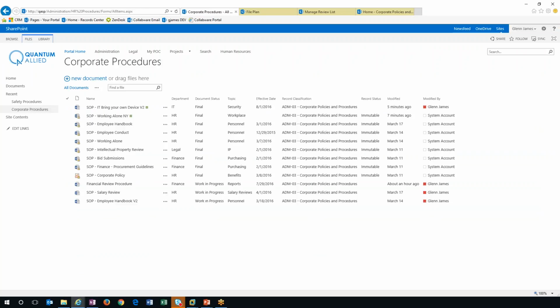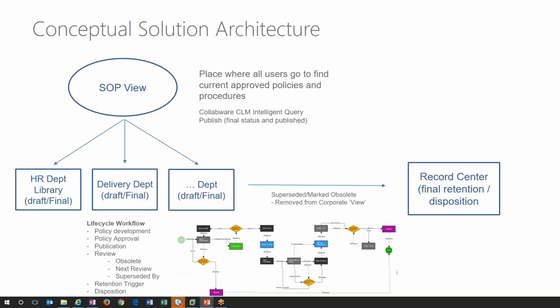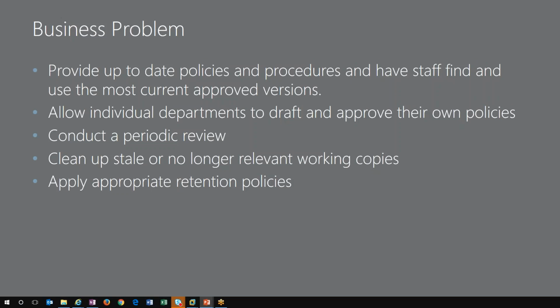So really, just moving back to our example, what have we been able to do? We provided up-to-date policies and procedures so that staff are just told to go to this one place. That's all they need to do, no matter what the procedure, and you'll get the most current approved versions there. We don't need to manage copies because it's a view, so we allow individual departments to draft and approve their own policies in their own libraries the way they want.